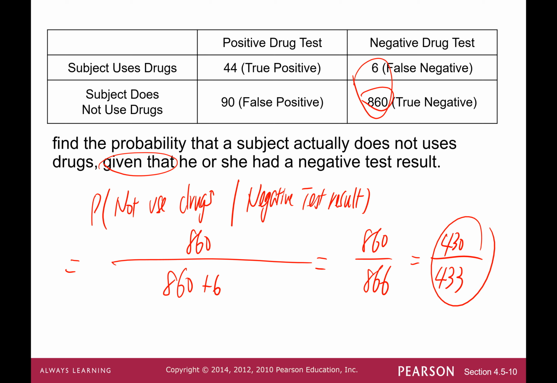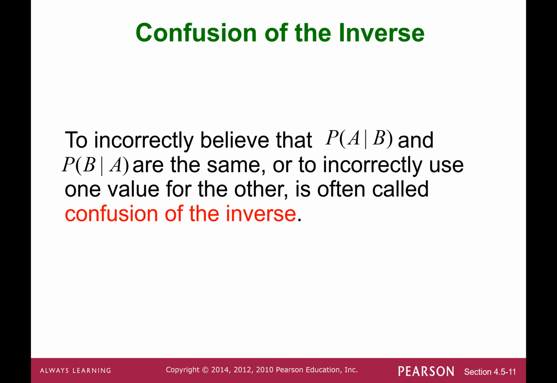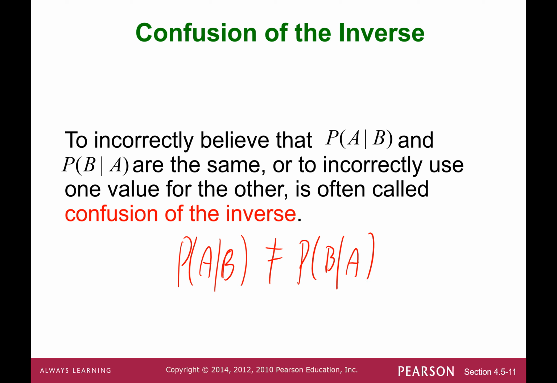Okay, and that's what we call a conditional probability. And the probability of event A given that event B occurs, and the probability of event B given that event A occurs are not the same. These two are not the same. They mean different things.